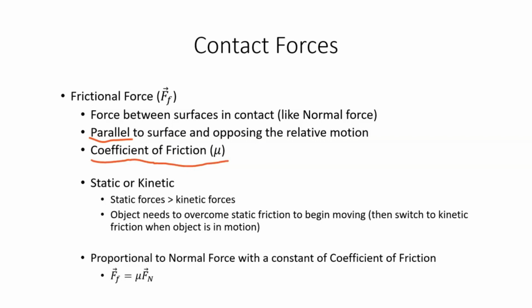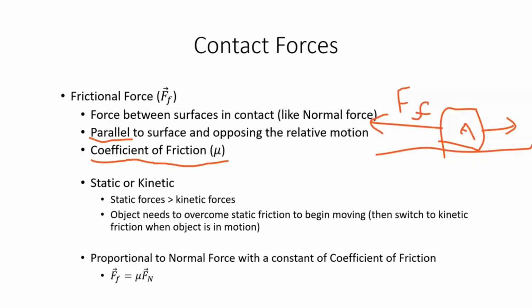So, like I said, let's draw an example here. If we have box A and there's a force going this way, then the frictional force is directed parallel to the surface, which is over here, but away from the motion of the object. So our frictional force is drawn as such.